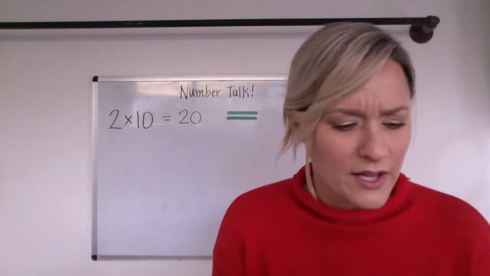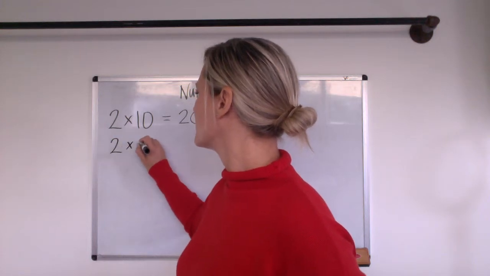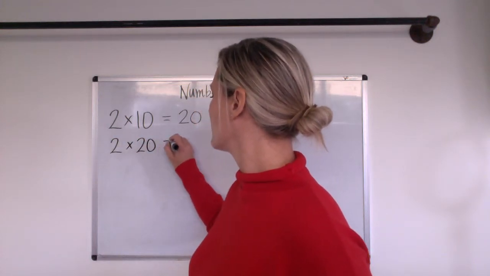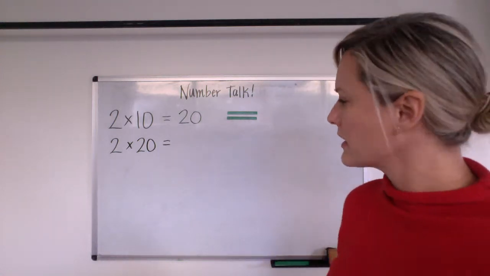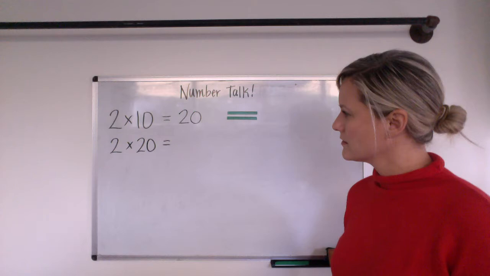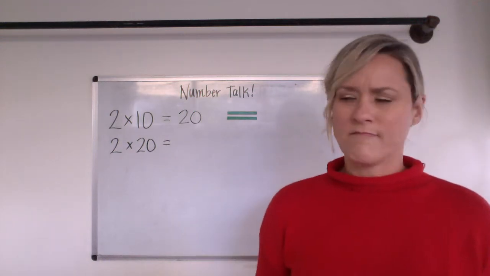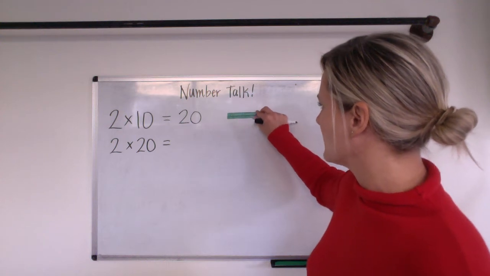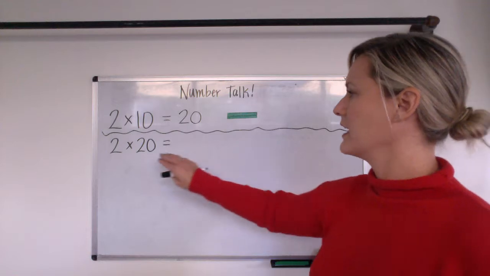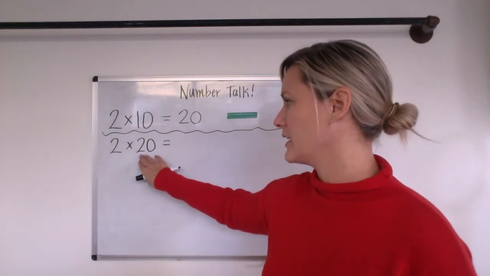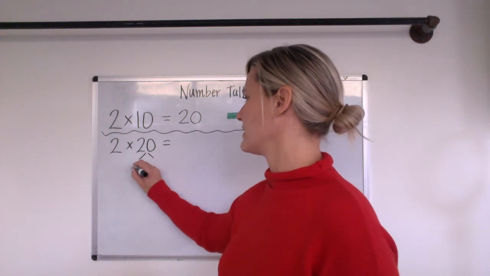Okay, let's try another one. Let's do 2 times 20. 2 groups of 20. What would that look like? I wonder if any of you actually used this one to help you solve this one. Let's see. This time we had 2 groups of 20. So a 20, you probably know, is made up of a 10 plus a 10, right?